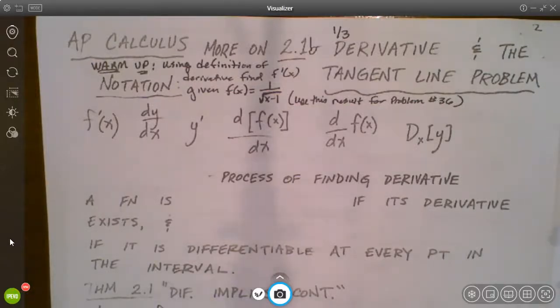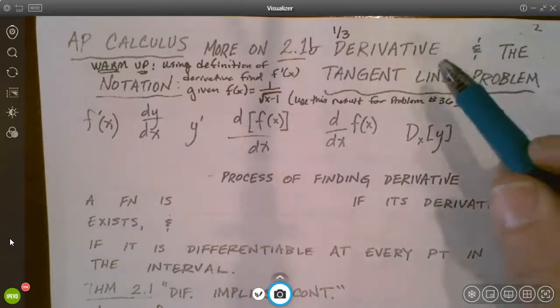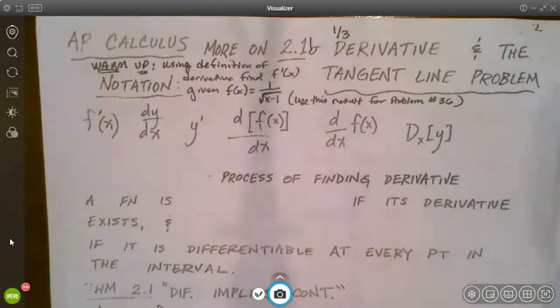So a couple things we're going to go through on this. As always, I'll try to keep it moving for you, so feel free to pause at any point along the way in case you need to take a further look at something. But we're going to be focusing on what they call the tangent line problem in this section.